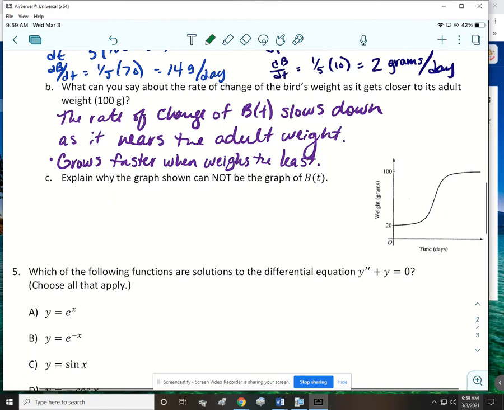All right, so we're going to explain why the graph shown cannot be the graph of B(t). So this one definitely slows down as you get to the adult weight, which is true. But the problem is we just said that the bird grows fastest when it weighs the least. So that should be the steepest slope. So it should look more like that, more like kind of like a logarithm graph.